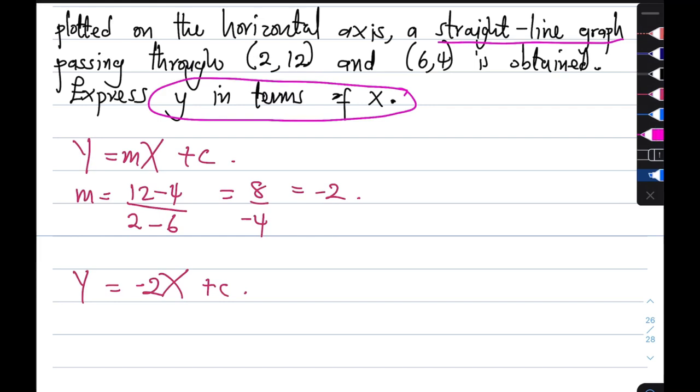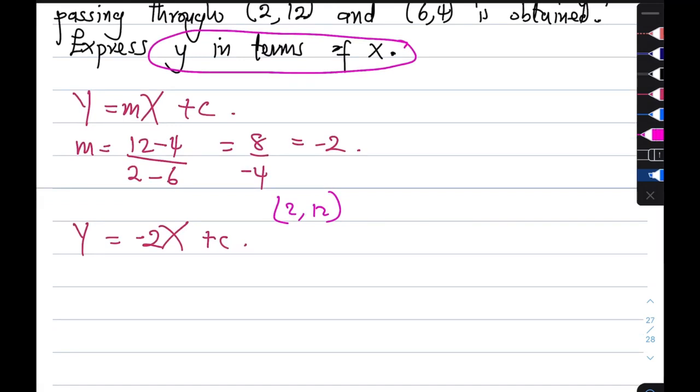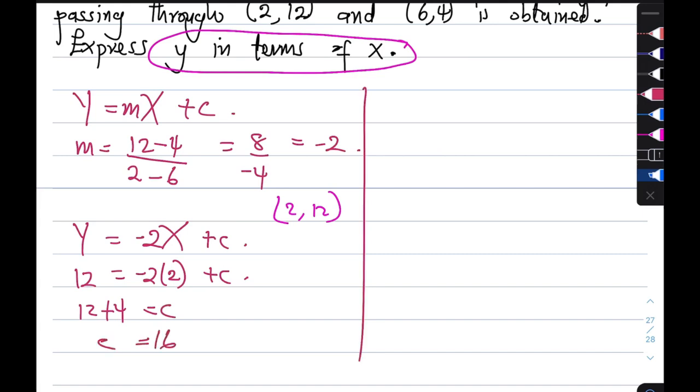We can use this point (2, 12) to help us find the value of c. So this means that we are going to have 12 equals negative 2 into 2, plus c. And that would be 12 plus 4 equals c. C will give us 16, okay?